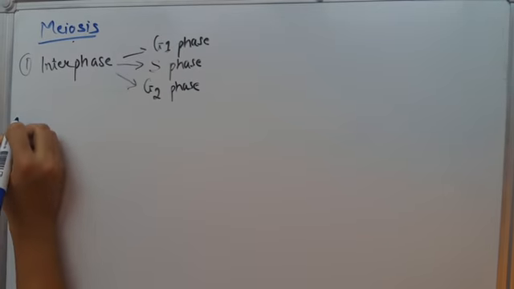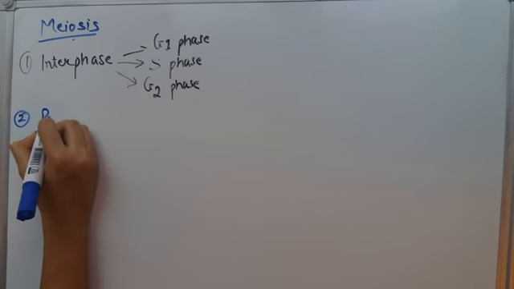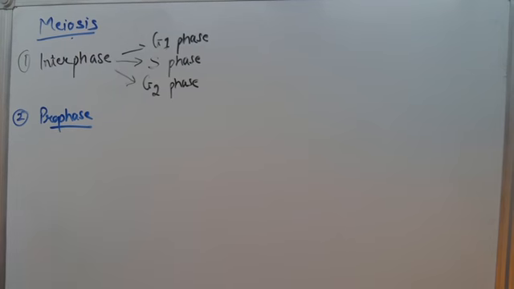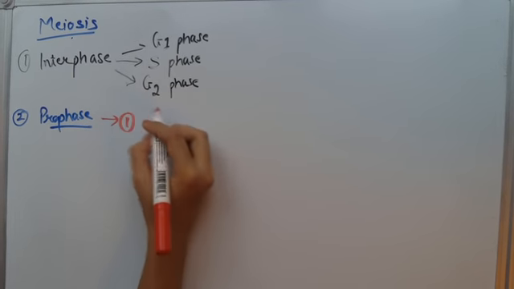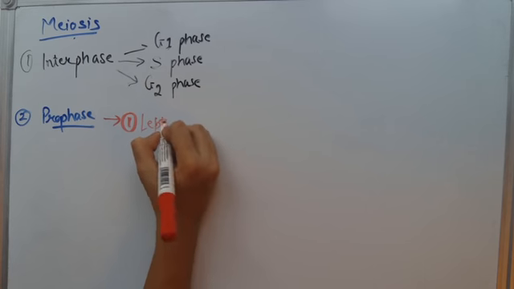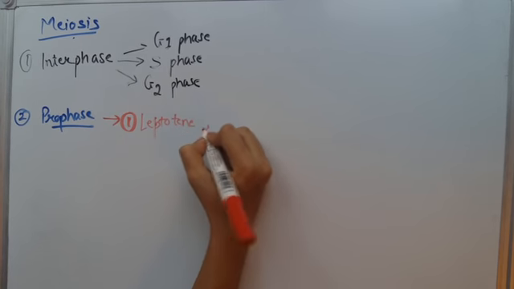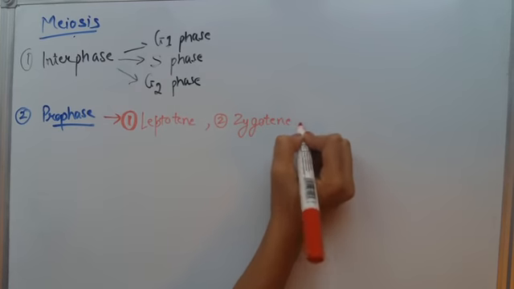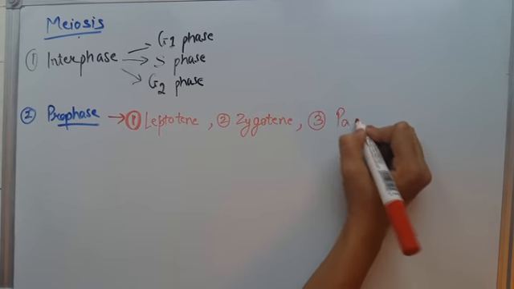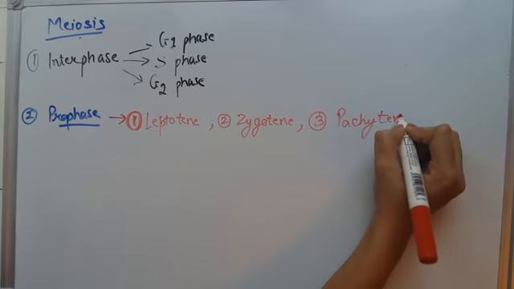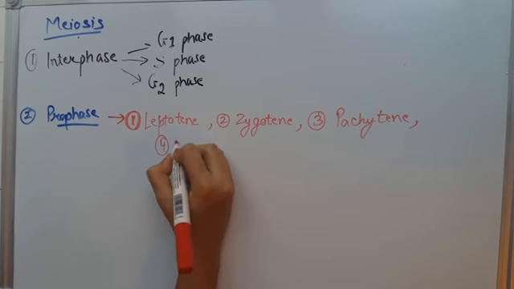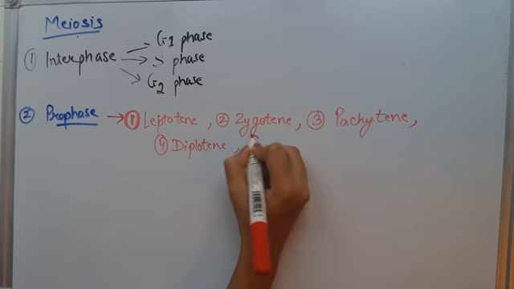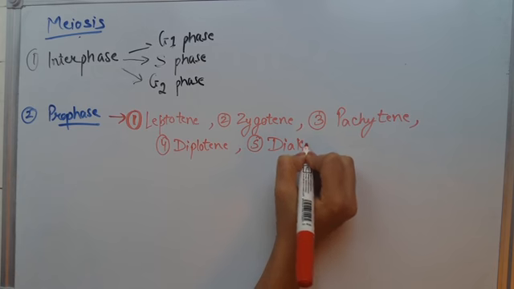The second phase after interphase is prophase. This is different from mitosis because it has further stages: the first one is leptotene, second zygotene, third pachytene, fourth diplotene, and the fifth one is diakinesis.